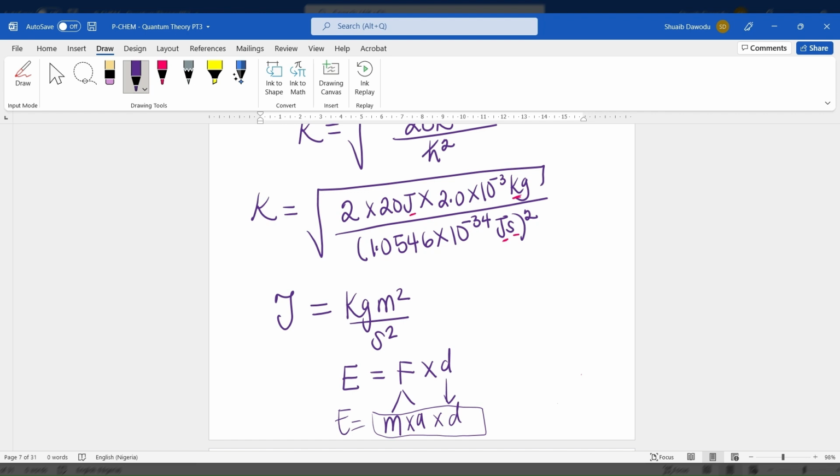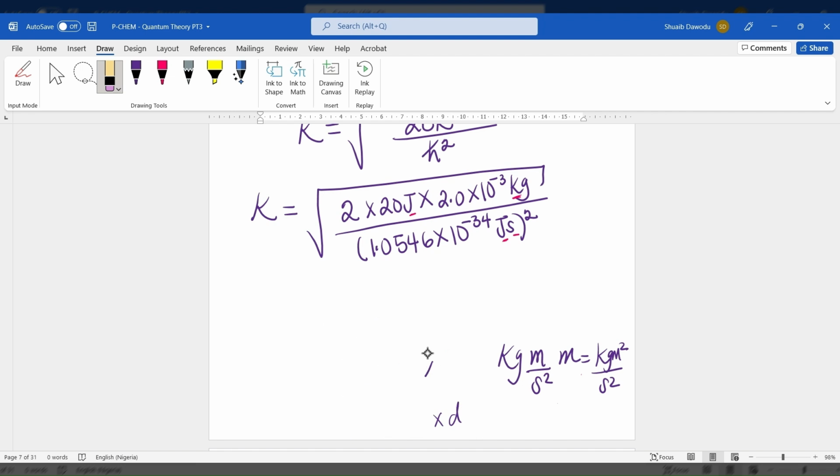And if you look at each one of them, the unit for mass is kilograms, the unit for acceleration is meter per second squared, and the unit for distance is simply meters. So that is how you get kilogram meters squared per second squared. So we're going to substitute kilogram meters squared per second squared in every place that we have joules in order for us to continue further in our calculation.